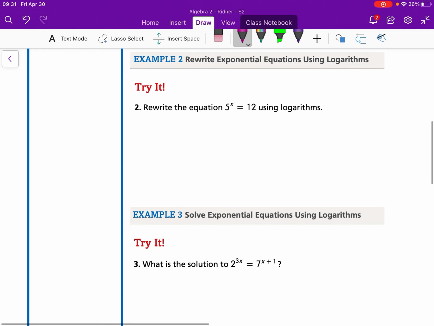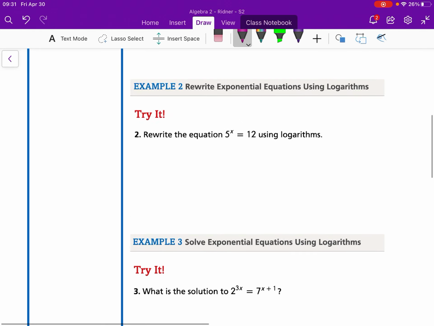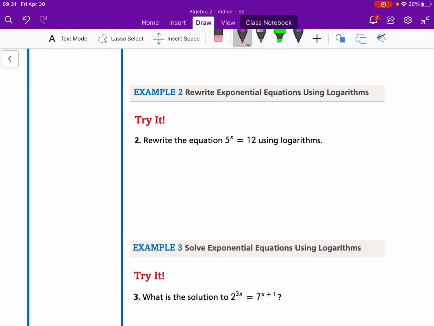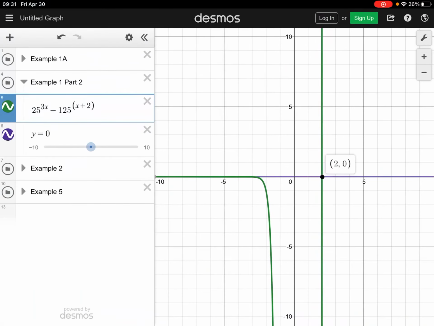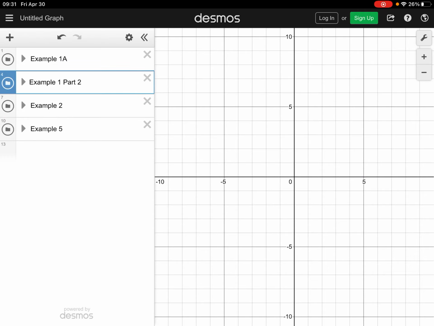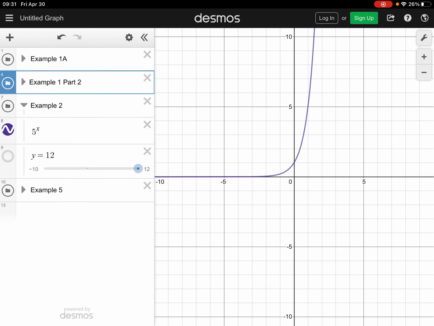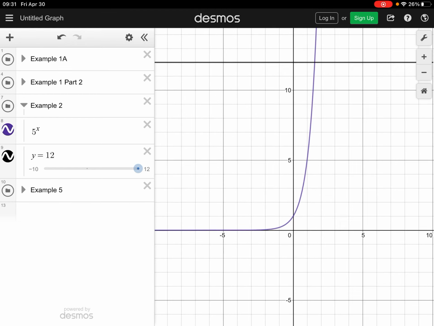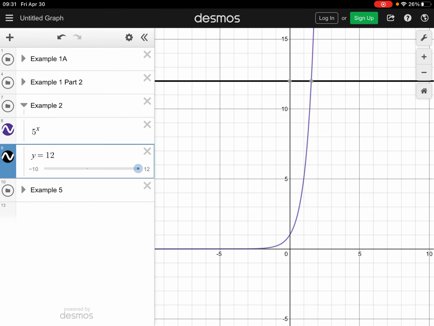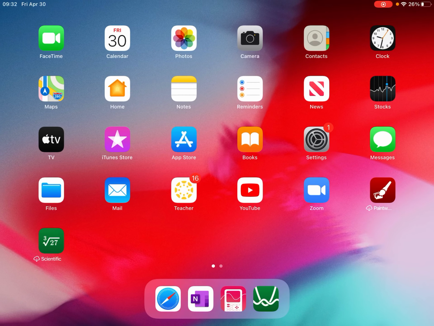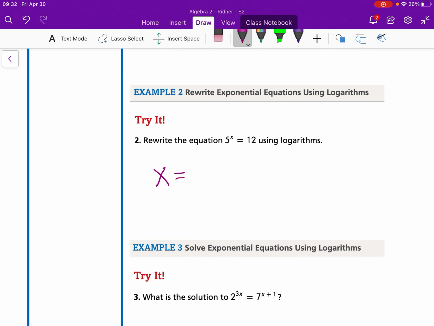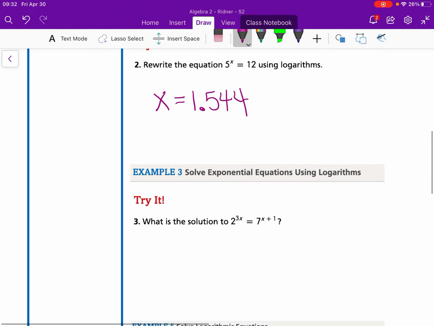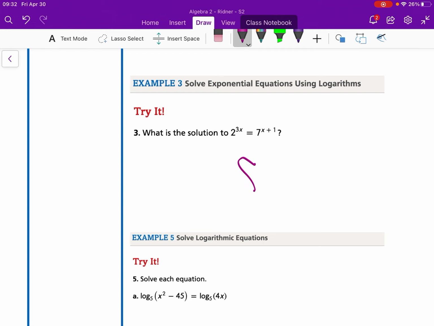But we are going to do, let's see, I think I do 2 more problems. So I do this one, same idea. So I'm going to turn those off. Go down to example 2 here, 5 to the x, y equals 12. I got to zoom out just a little bit, but not bad. There we go. Notice that one's not a perfect answer. That's okay. 1.544. Done. Easy. I decided not even to do this one because it is the same way.